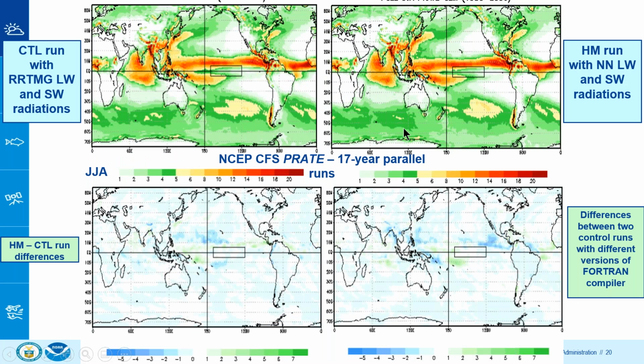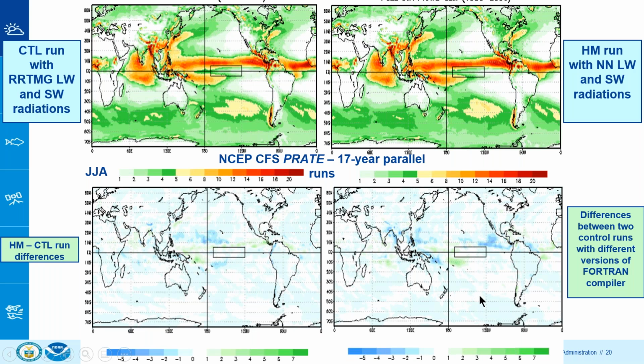But the major test for these machine learning components, like neural network parameterizations, is in parallel runs, when you couple it into the model instead of the original parameterization and perform a parallel run. The control run is shown on the upper left with RRTMG long wave and short wave radiation, and the run of the hybrid model where we have neural network short wave and long wave radiation. And the lower right shows the difference, to convince you that the difference is very small, negligible.